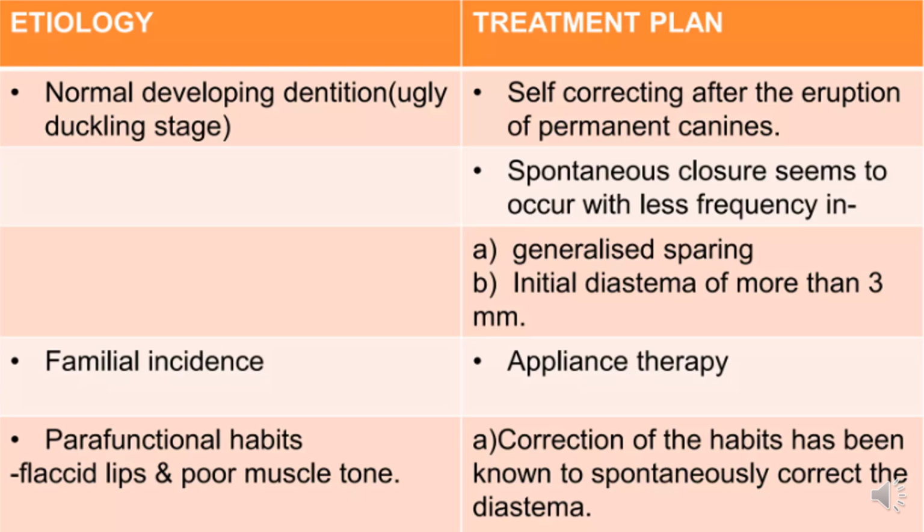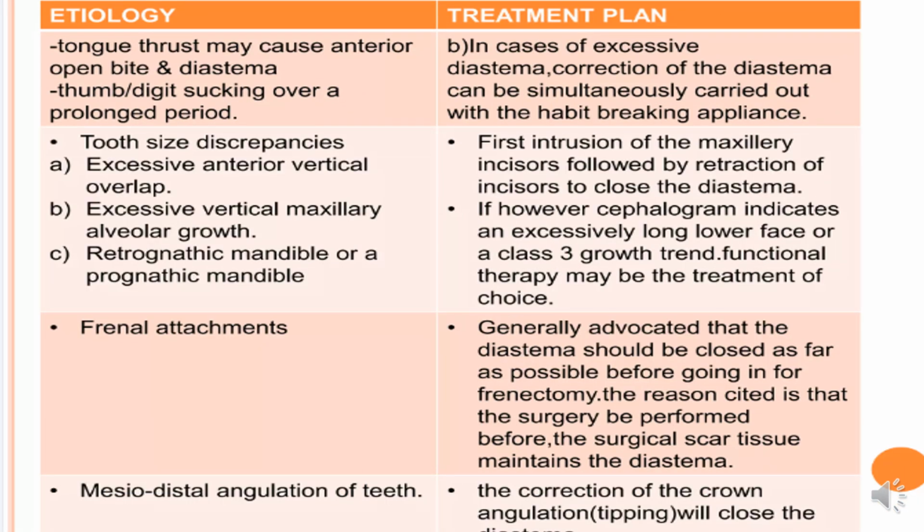Parafunctional habits like flaccid lips and a poor muscle tone, simple tongue thrust may cause anterior open bite and diastema. Thumb or digit sucking over a prolonged period can also cause midline diastema. Correction of the habits has been known to spontaneously correct the diastema within limits. In cases of excessive diastema, correction of the diastema can be simultaneously carried out with the habit-breaking appliance.